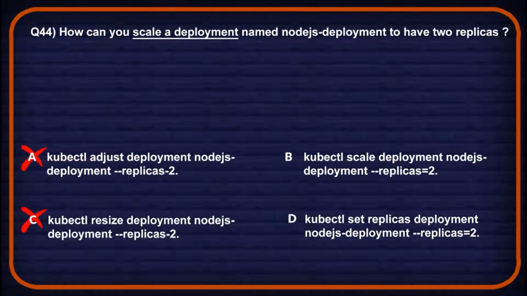Moving on to option number D. kubectl set replicas deployment nodejs-deployment --replicas=2. Set replicas is not supported syntax for scaling a deployment. So option D, again a wrong choice. So option B will be the correct one.